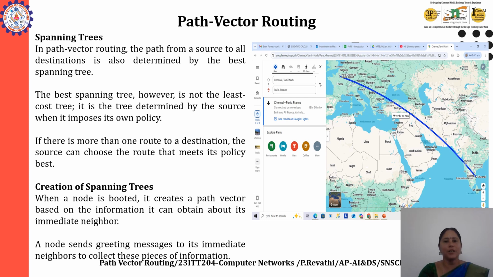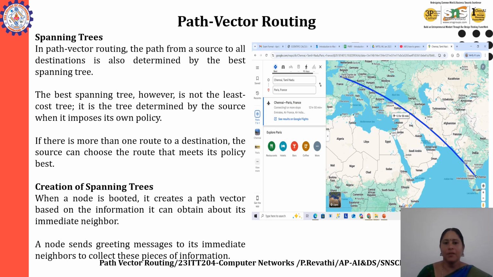Spanning tree in path vector routing. Let's talk about how this all fits into the network structure. In path vector, routes are built around what is called a spanning tree. But unlike other routing protocols like distance vector routing protocol or link state routing protocol, this tree is not based on the cost. It is based on your policy. So if you're the node, you basically build a custom tree from yourself to all other destinations, and it reflects your preferences.